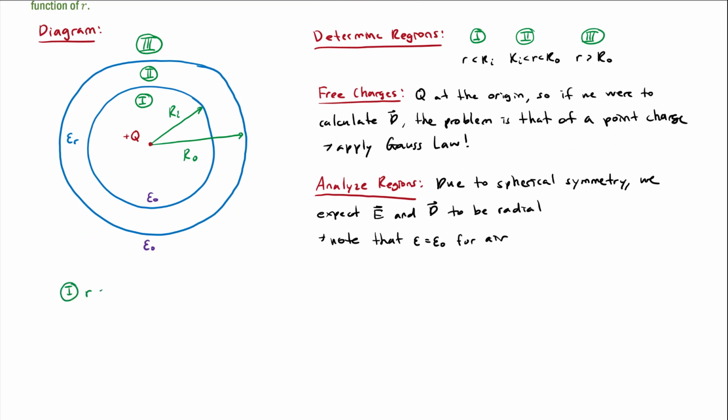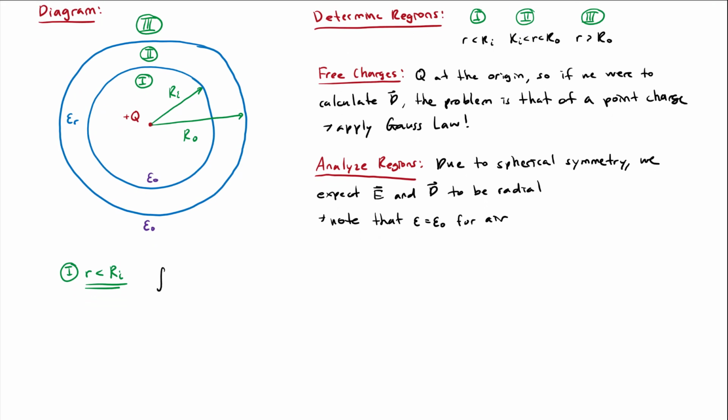Region 1, for r less than Ri. Using Gauss' law, the integral of D dotted with dS is equal to Qf. The enclosed charge is simply Q, so I can just set this equal to Q. I'm going to have my electric flux density of the first region, D1, times the integral of dS is equal to Q. The surface area of the Gaussian surface that I want to create is that of a sphere, so it's going to have a surface area of 4 pi r squared, that's equal to Q, and I can solve D1 is equal to Q over 4 pi r squared. This is a vector. We were able to determine that it points out radially by inspection, and therefore this is our answer.